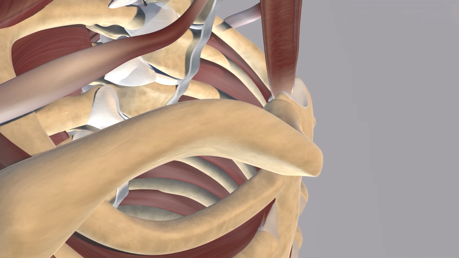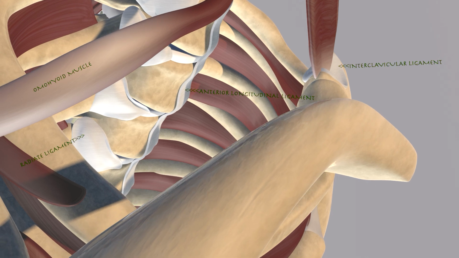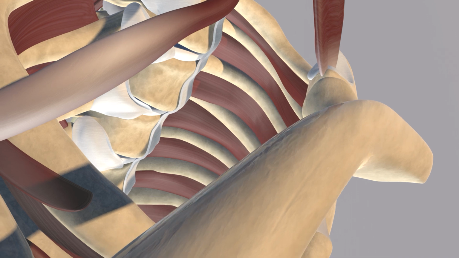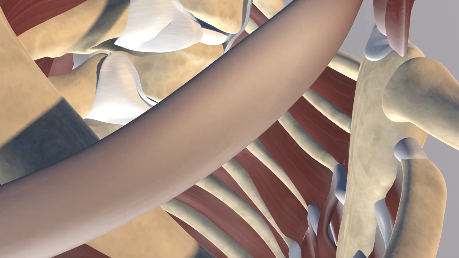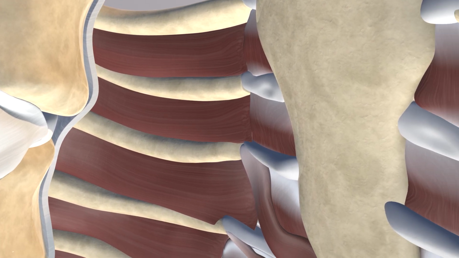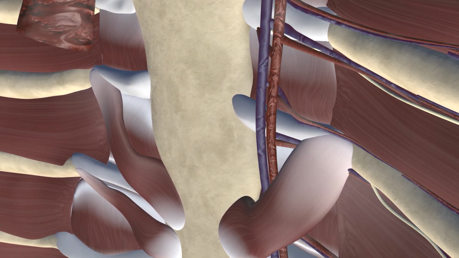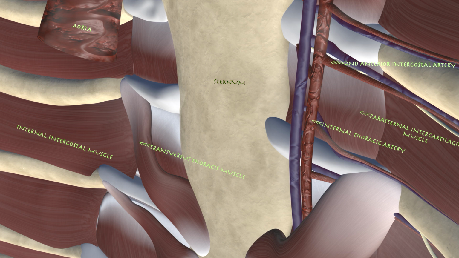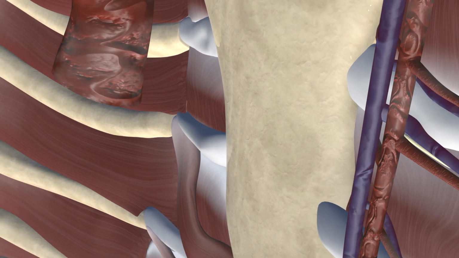Okay, and now we're diving into the chest cavity itself. We can appreciate the anterior longitudinal ligament over the anterior aspect of the vertebral bodies, as well as the radiate ligament going from the ribs to the vertebral bodies. And here we can appreciate the inner aspect of the internal intercostal muscles. And here we're looking at the undersurface now of the sternum, where we can also see the transversus thoracis muscles, as well as the internal thoracic artery, as well as the intercostal arteries that branch off from that.